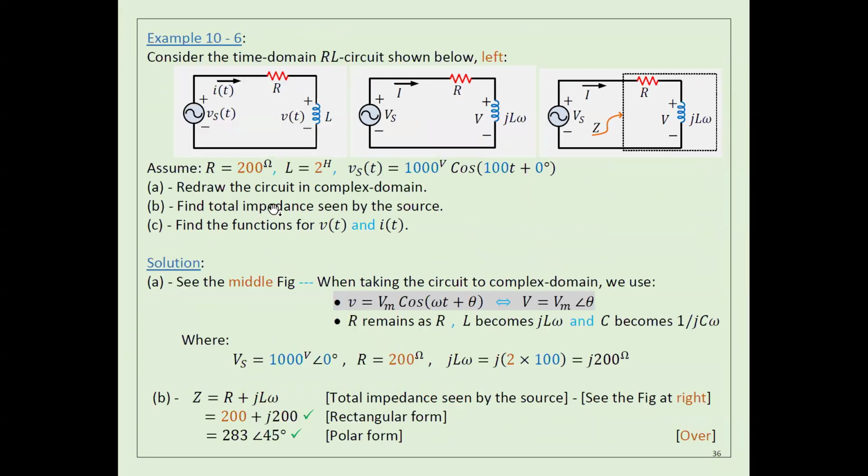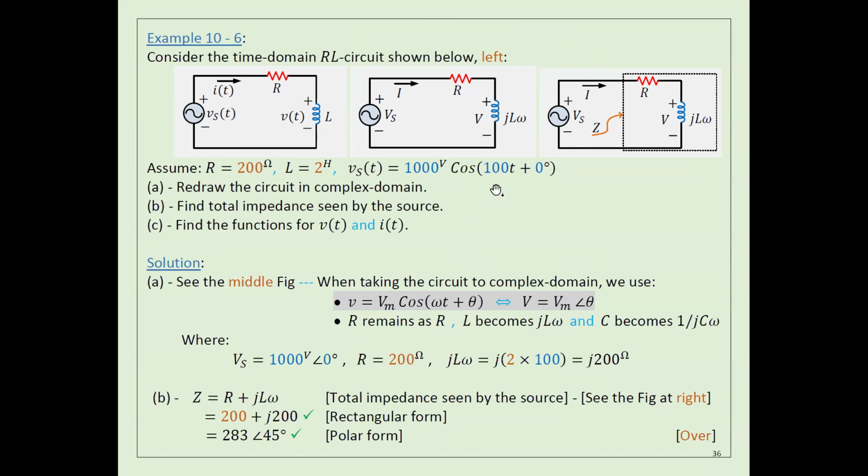Let's start the first example. In this example, as you see here, guys, this is the time domain. I have a voltage source. I give you the voltage source as you see here. The angle is 0. I give you L. I give you R. First thing I'm asking you to do is to redraw the circuit in the complex domain.